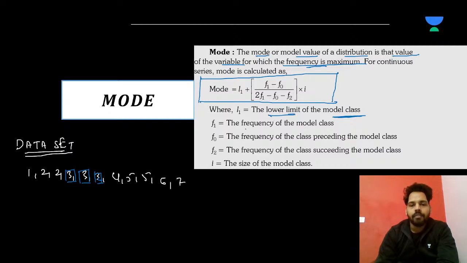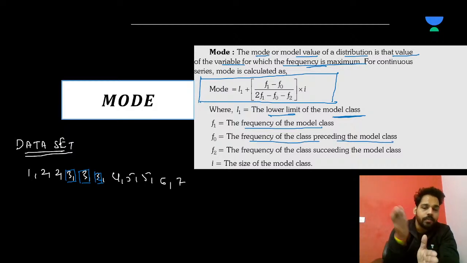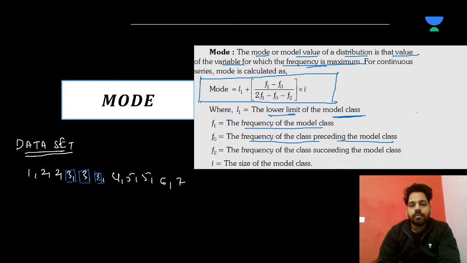Then f1 is the frequency of the modal class, and f0 is the frequency of the class preceding the modal class, that means the frequency of the class before the modal class. f2 is the frequency of the class succeeding the modal class, that means the frequency of the class next to the modal class. h is the size of the modal class, that means the class size given to you. Understand? So we can use it accordingly. I am giving you one question to solve so that you get a clear understanding of mode. Okay, now look over here.